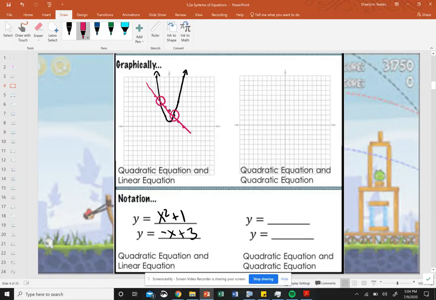Or you can end up with a graph with two quadratics. So let's say we had a quadratic of x squared plus 1 and another quadratic of negative x squared plus 3. So I'm just copying the quadratic that I did on the other page. And then the other quadratic would start at 3, but instead of going up, it would go down.